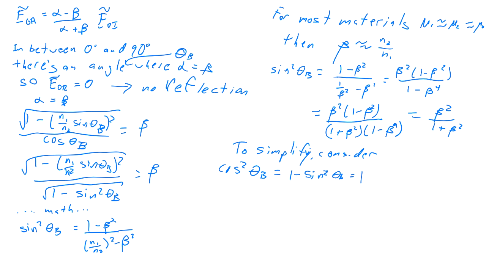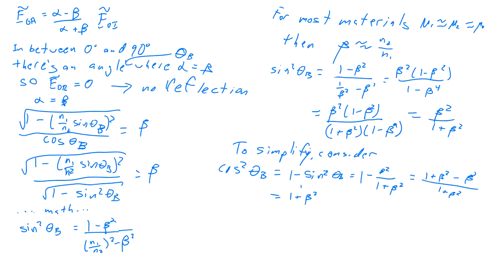So this is 1 minus, I'm going to square that. That was sine squared, what we just got. So I'm going to write that in, 1 plus beta squared. And so this is (1 plus beta squared minus beta squared) over 1 plus beta squared. And so that's going to be equal to 1 over 1 plus beta squared.